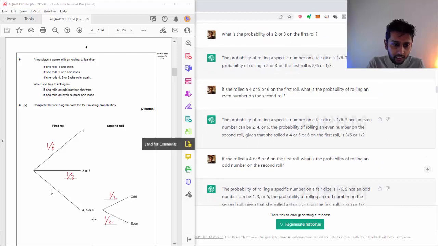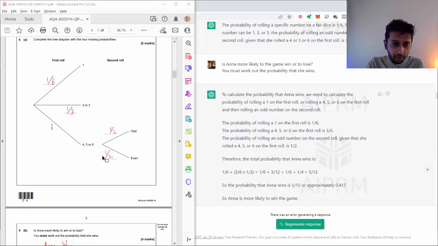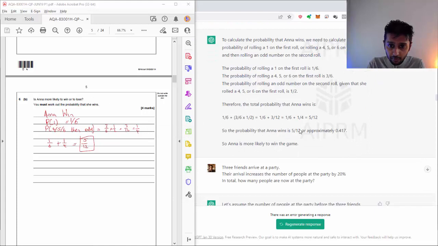I filled that in. And then I said, given that we got a 4, 5 or 6, what's the probability of odd? And it's a half. And probability of even, and it's a half. So I managed to complete this tree diagram using ChatGPT. We don't know if it's right yet. And then I asked, is Anna more likely to win or lose? And it's produced this information here, which I've summarized into this, the final answer being 5/12. So Anna is more likely to win the game.